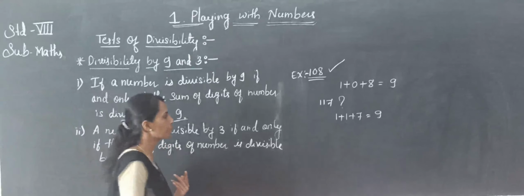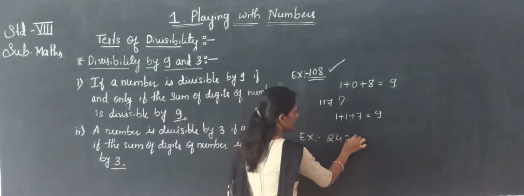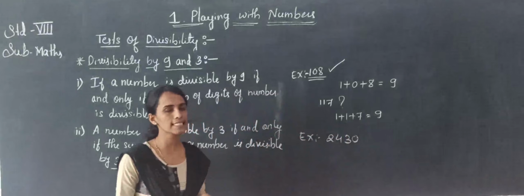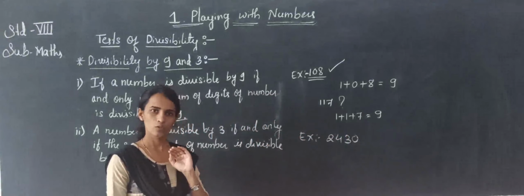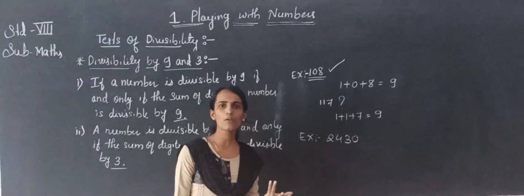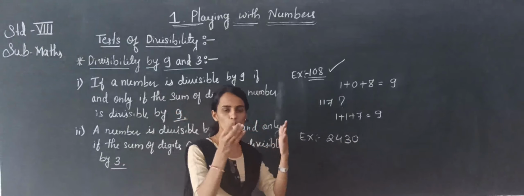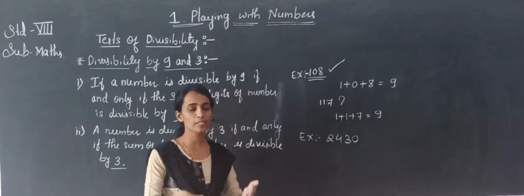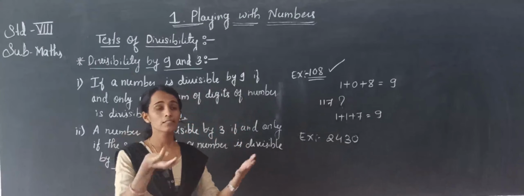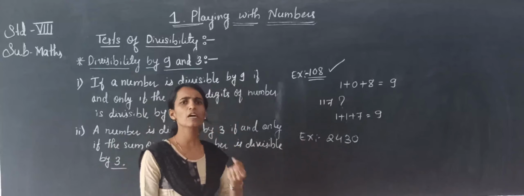So consider this example: 2430. Whether 2430 will be divisible by 3 or not. They will ask you to check the divisibility rule of 3 for 2430. Don't sit and apply the long lengthy method, don't go through the tables and do division, that is a bigger thing. We have to use the simple tricks here.